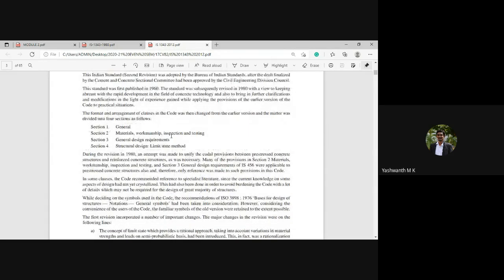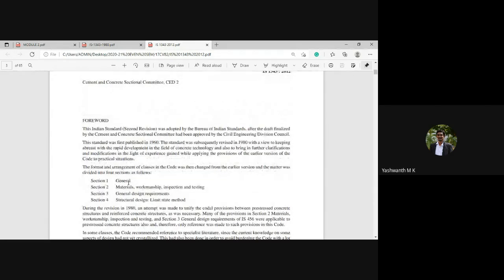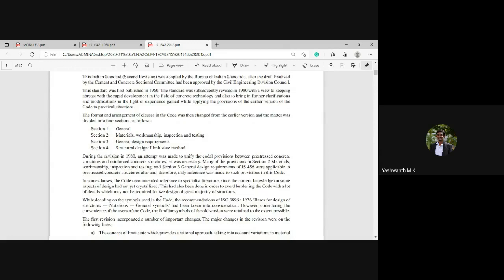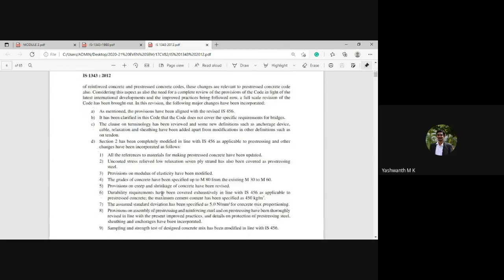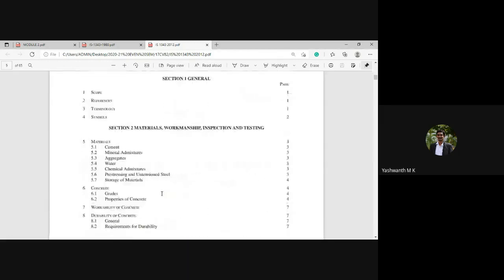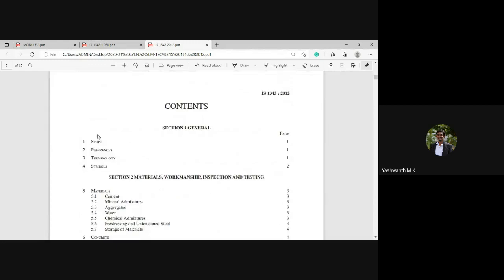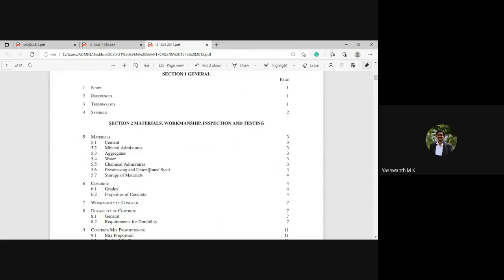You can see these are the sections that will be there. One is general, section 2 is material, workmanship, inspection and testing, section 3 is general design requirements, section 4 is structural design limit state methods. So let me proceed further. These are all the contents they have given. That is general, and next, material, workmanship, inspection and testing.